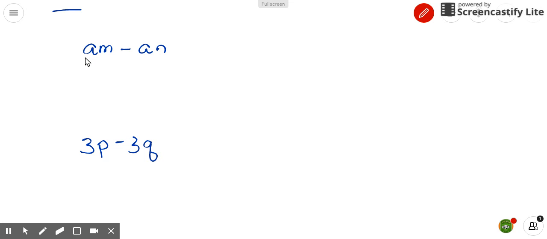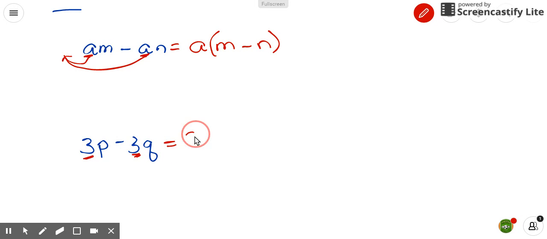So notice in this case here, we have a factor of a in both of these terms. Therefore, I can divide an a out of both of them. That a goes on the outside, and then the pieces or the factors that remain stay inside. Now, whether that's a variable or a number, there's a factor of 3 in both of these terms. So that 3 is going to go on the outside, and that leaves us a p from the first term minus a q from the second term.